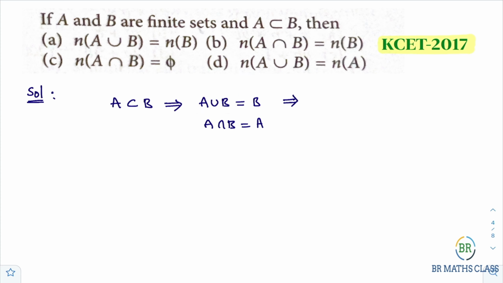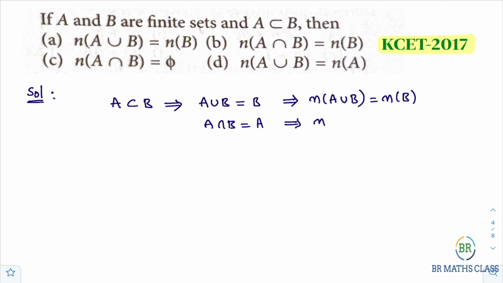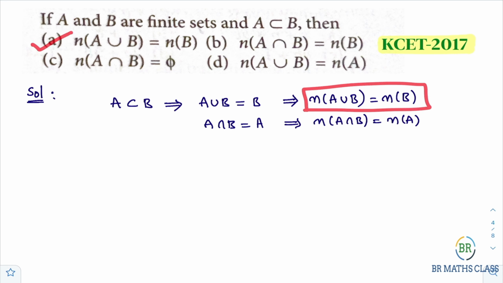So from this, what can I write? I can write that n of A union B equals n of B. You observe this option given in the options: n of A union B equals n of B is there. And from this we can know n of A intersection B also. As they gave that these two sets are equal, they are equivalent also. That means the number of elements present in both sets must be the same. n of A intersection B equals n of A. Both are correct options only. Here in this question they gave n of A union B equals n of B, so option A is the right option. I hope you understand this.